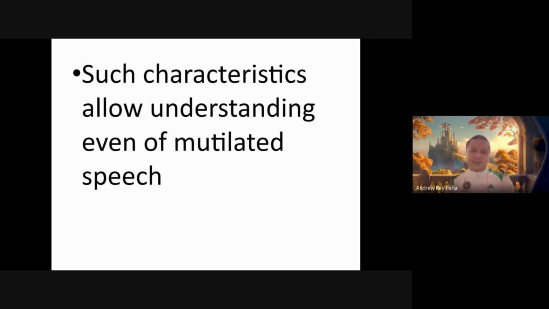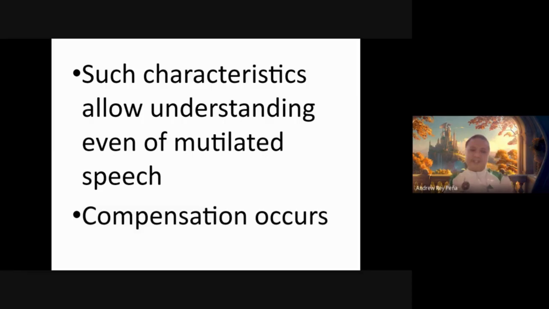Now those characteristics allow understanding even of mutilated speech. Even if the speech is broken, you can still somehow understand it because of additional signals. Could be intonation, gestures, facial expression, grammatical repatterning, hesitation, repetition. So what happens is there's compensation. If you have mutilated speech, there's compensation that's happening.